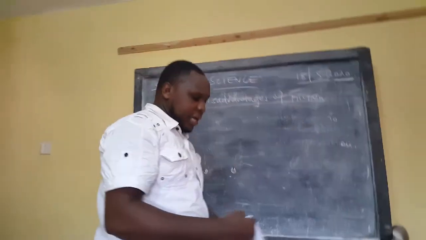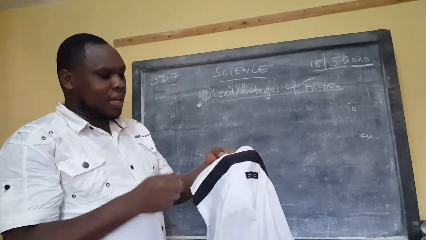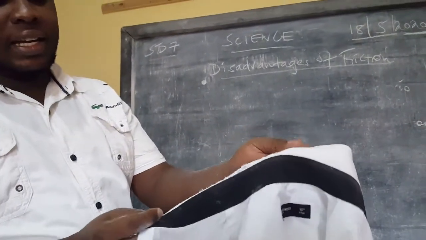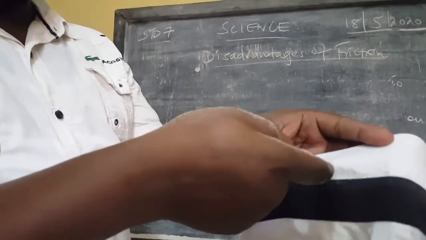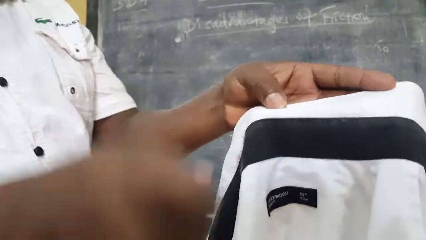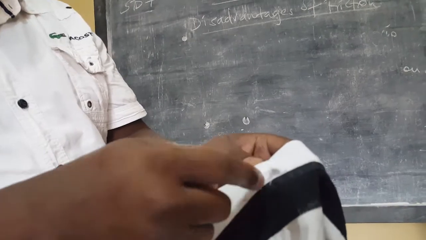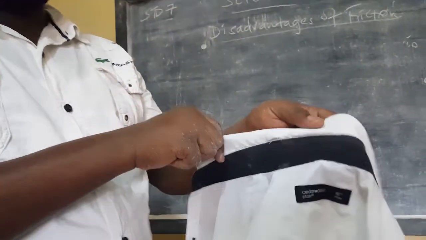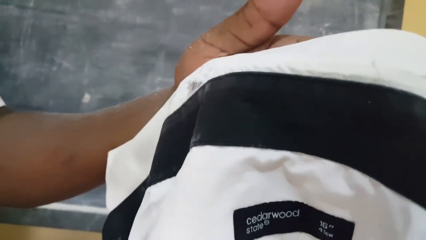With me, I have a shirt here. Maybe the owner will not see me. So if you can observe well this part that touches the neck, I want you to look at it and tell me what you can see. Look at this part. Does it look like this other part? Is it looking so smart? So this is what we are going to discuss in this lesson. What are the disadvantages of friction? And this is one disadvantage of friction, so we are going to start from there.